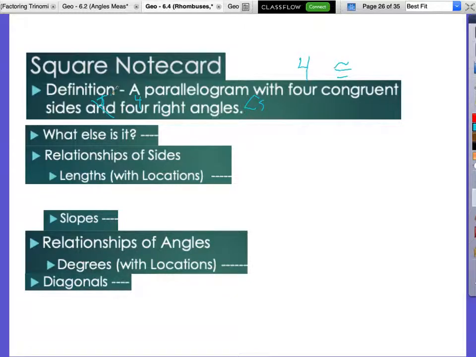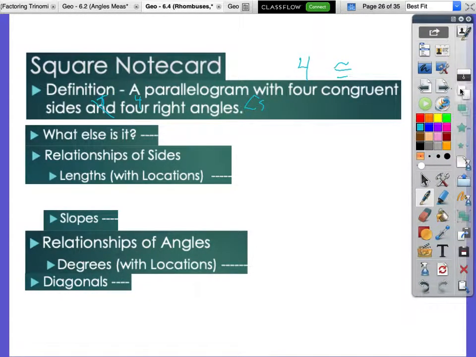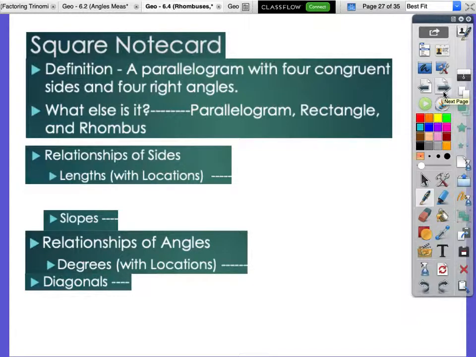So that's our definition. What else is it? Josie said that it was a parallelogram, a rectangle, and a rhombus. If you don't have those in that exact order, that's okay. I just want you to have all 3 of them, because it's all 3 of those at once. So any square will always be a parallelogram, a rectangle, and a rhombus.